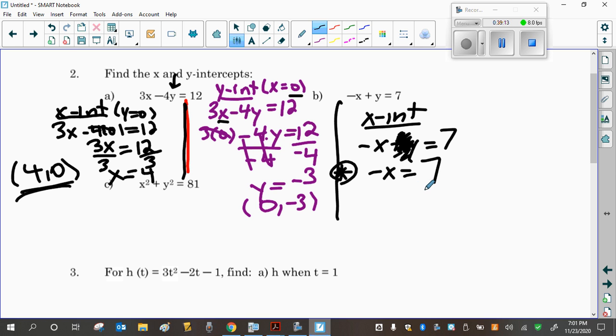That is not the answer, because solve means find the value of x, not find the value of -x. This means -1 times x, so you divide both sides by -1. You get x equals -7, not +7.